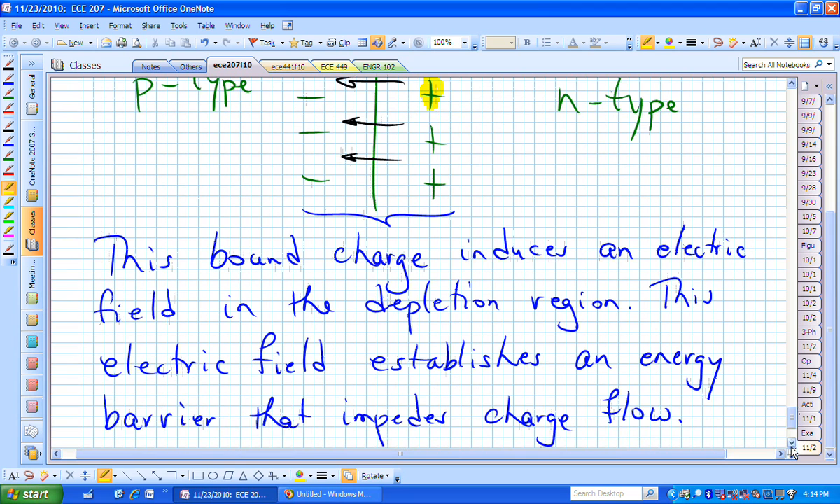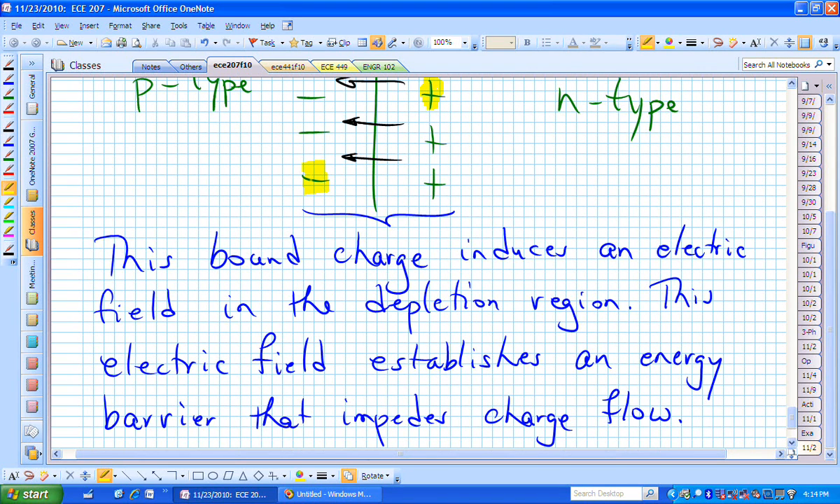Likewise, if I did my thinking process on the P-type material, I have protons and electrons there. If the holes, or the protons, are wanting to move to the right, now I'm left with an uncovered electron, and that gives me the negative side. That separation of charge, with the positive and the negative, gives me the depletion region. The depletion region is where all of this has happened. Now I have an electric field established between the plus and minus.